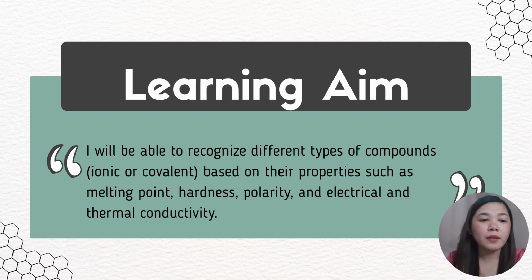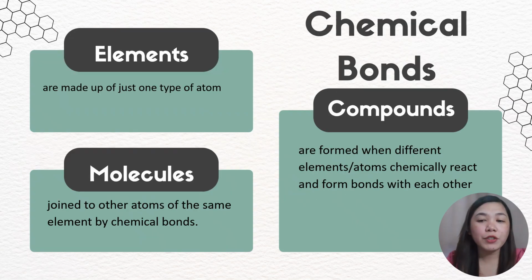To start with, we'll have a short review about the following words that are very important with our lesson. First, when we say elements, these are made up of just one type of atom. When we say molecules, these are joined to other atoms of the same element by the chemical bonds. And when we say compounds, these are formed when different elements or compounds chemically react and form bonds with each other.